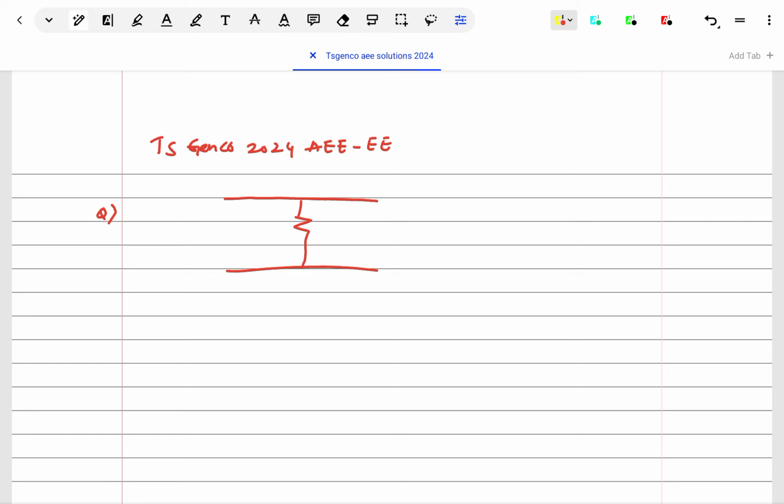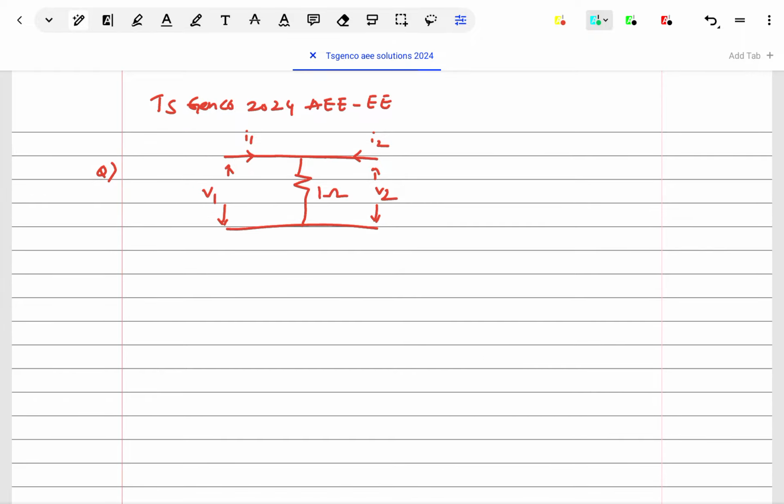They asked a question here, and it's a simple T network which has a resistance of 1 ohm. V1 and I1 are the input parameters, and similarly I2 and V2 are the output parameters. For this network we need to calculate H11, H12, H21, H22. So that is the question.